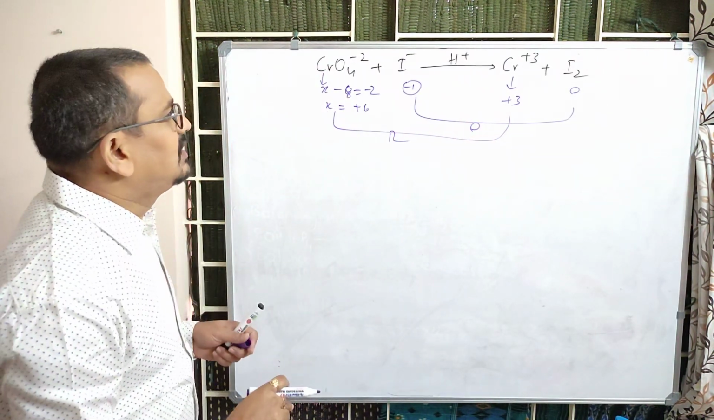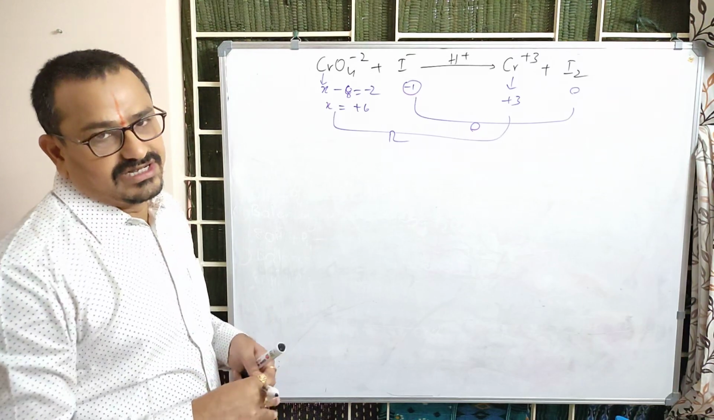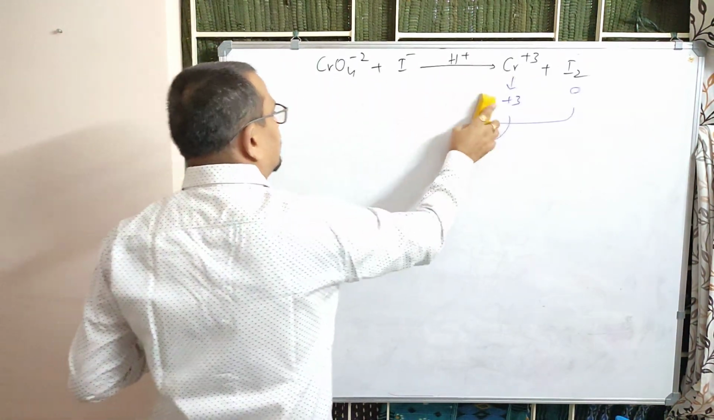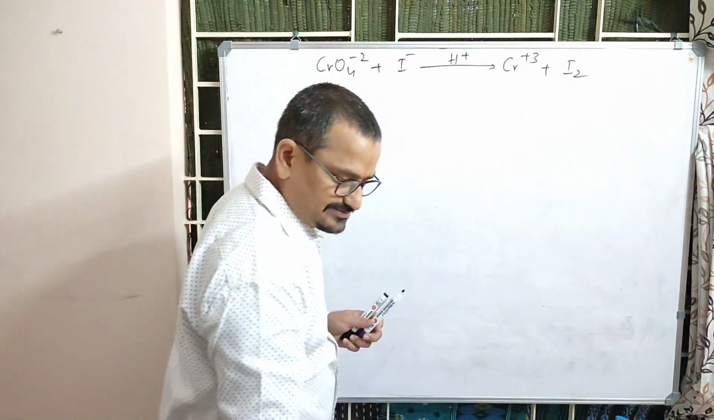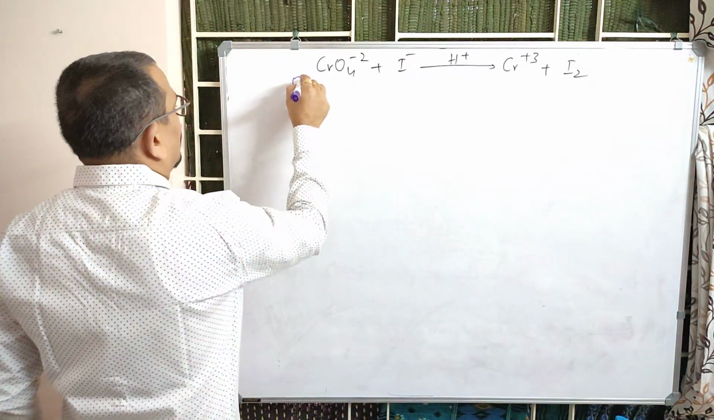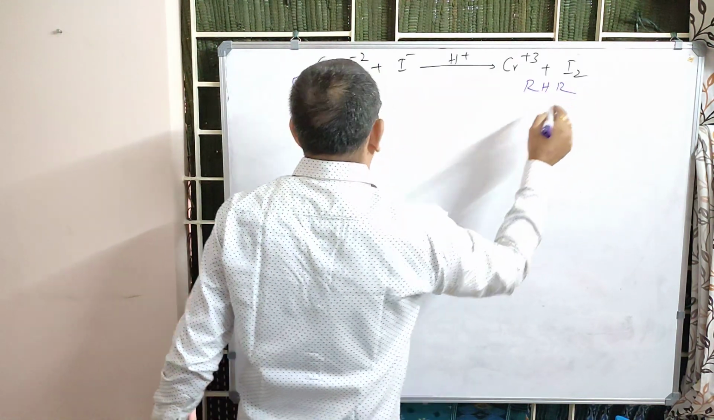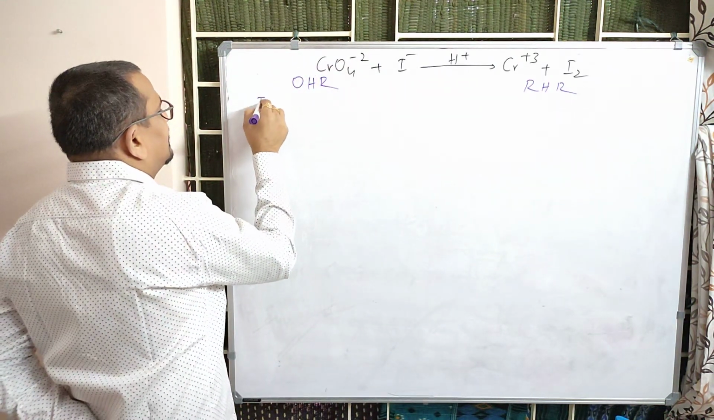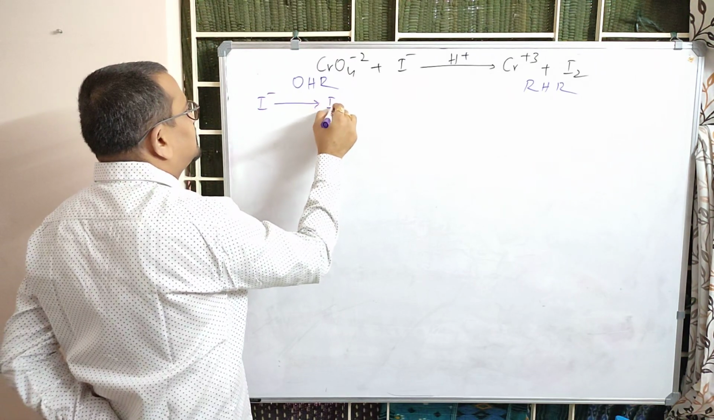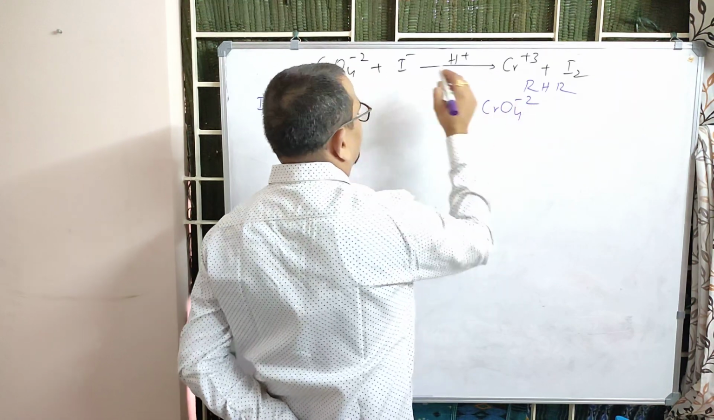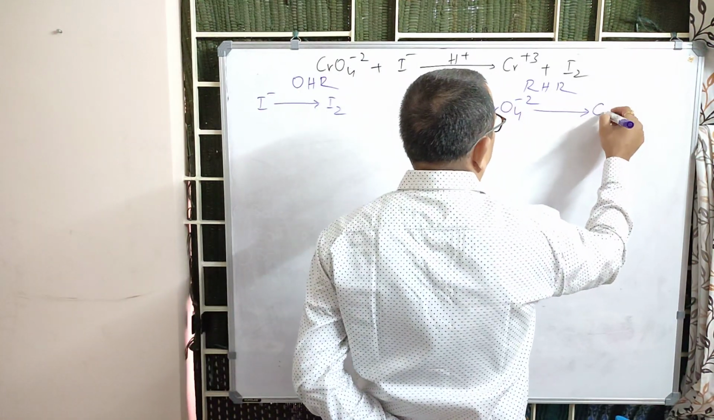So in that way, we have to divide them into oxidation half and reduction half. Now we have to make it into two halves. One is the oxidation half reaction and the other one is the reduction half reaction. Oxidation half reaction: I minus is oxidized to iodine. Reduction half: chromate CrO4 2 minus is reduced to Cr plus 3.